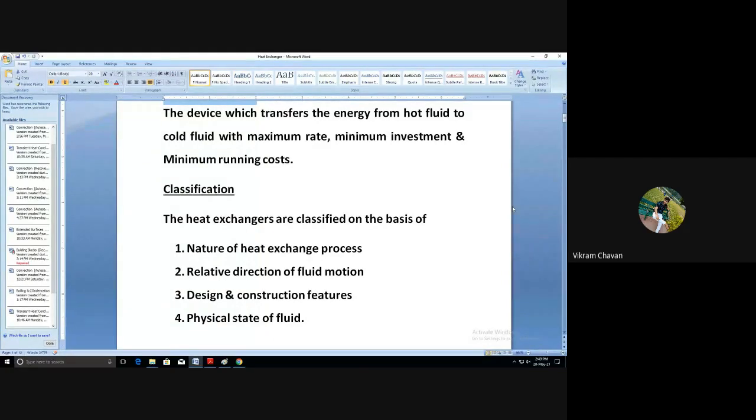So we'll discuss one by one, and there is further classification of these categories also, so we have to discuss that as well. Nature of heat exchange process. Second one, relative direction of fluid motion. Third one, design and construction features. And fourth one, physical state of fluid.